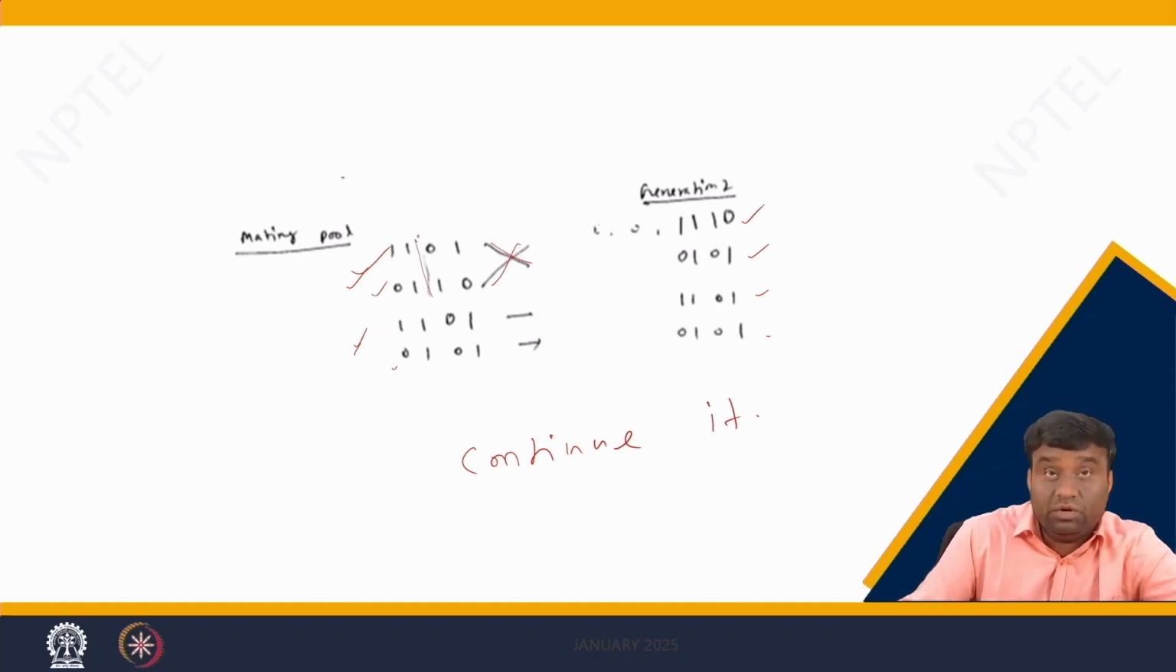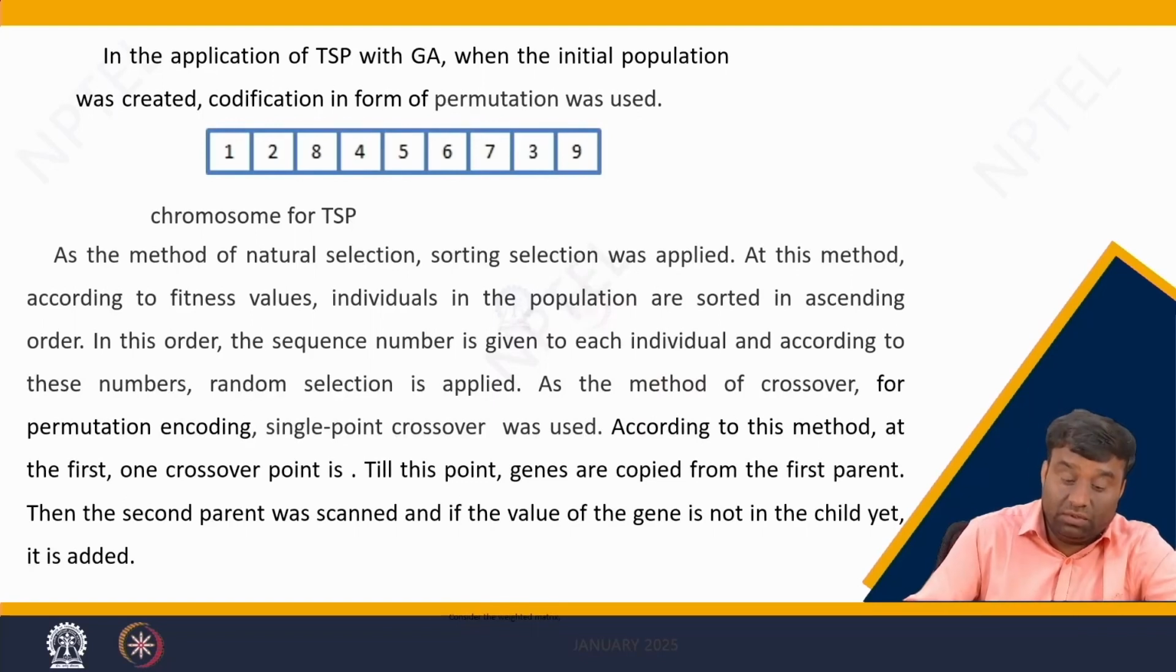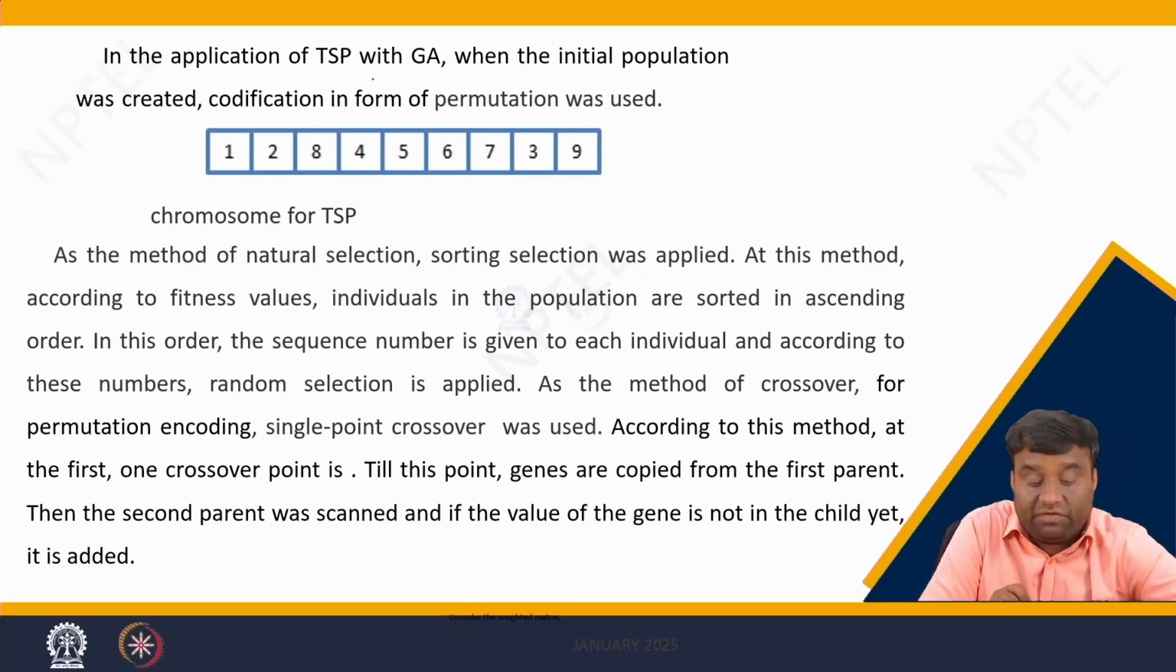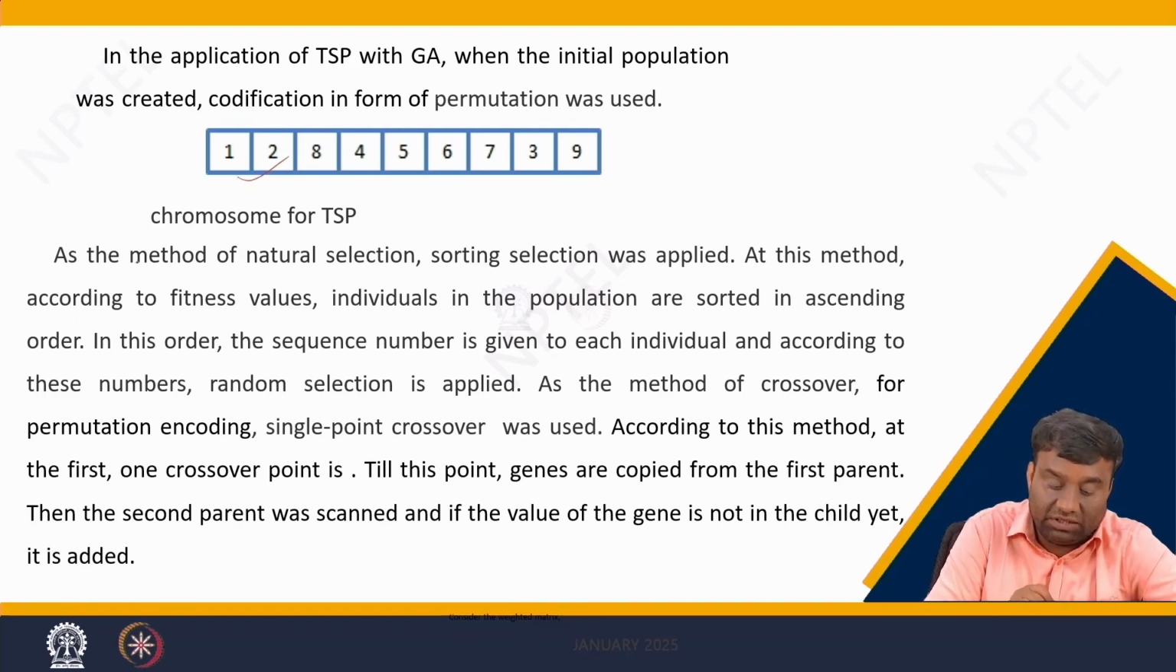Now we are going to solve a traveling salesman problem. In the application of the traveling salesman problem with a genetic algorithm, the initial population was created, and codification in the form of permutation was used. So this is one chromosome, 1284. In this method of natural selection, sorting selection was applied. According to the fitness values, individuals in the population are sorted in ascending order. In this order, a sequence number is given to each individual, and according to this number, random selection is applied.